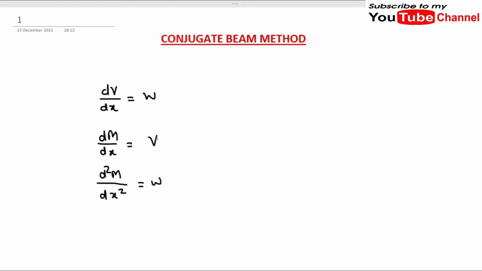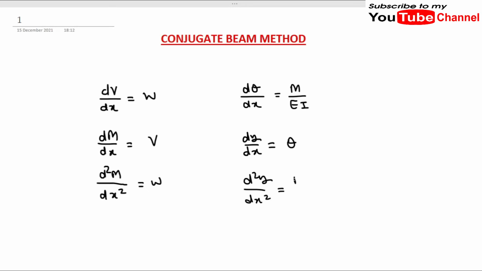These three are some relationships, and there are some others. dθ/dx is equal to M/EI, and dy/dx is equal to θ. d²y/dx² is equal to M/EI. If you observe these relationships, let us first observe the first one: dV/dx is equal to w, and dθ/dx is equal to M/EI.